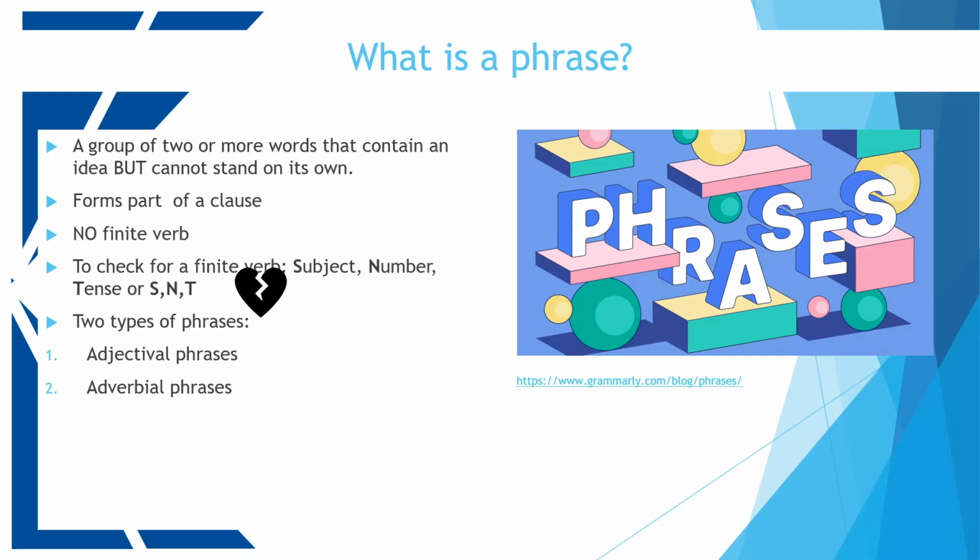To check if a sentence contains a finite verb, use the following rhyme. SNT, subject, number, or tense. If the sentence does not have a finite verb, then it is a phrase. We get two different types of phrases. The first type of phrase we get is adjectival, and the second phrase we get is adverbial.